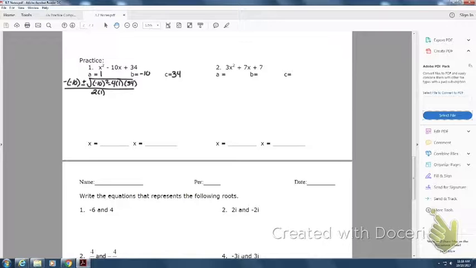Let me help y'all out in the back real quick. Is that a little small to read? Is that better? Okay.